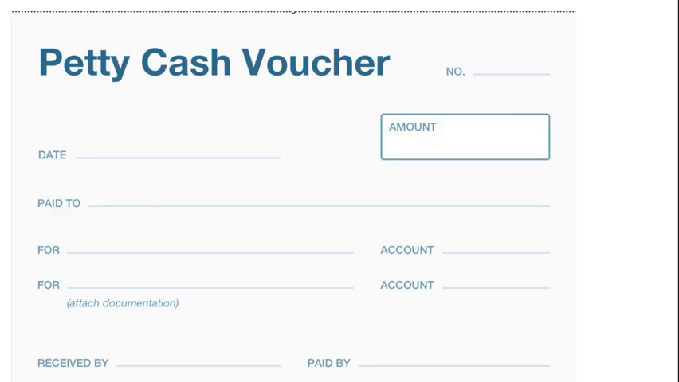So in this one, you can see that there's the date, you request the amount, who is getting the cash, so that again, we know who it is that the cash is going to, so we can keep track of it and who we should expect the cash to come back from.